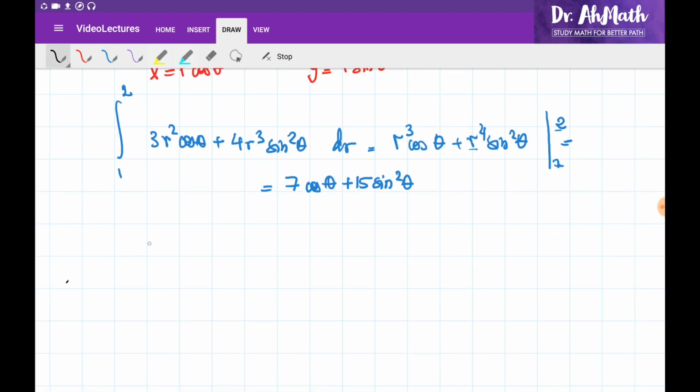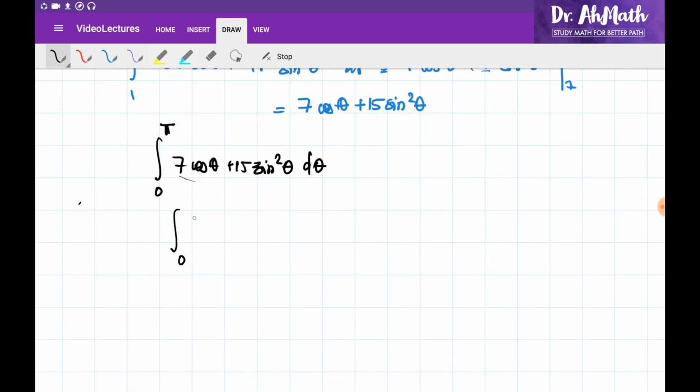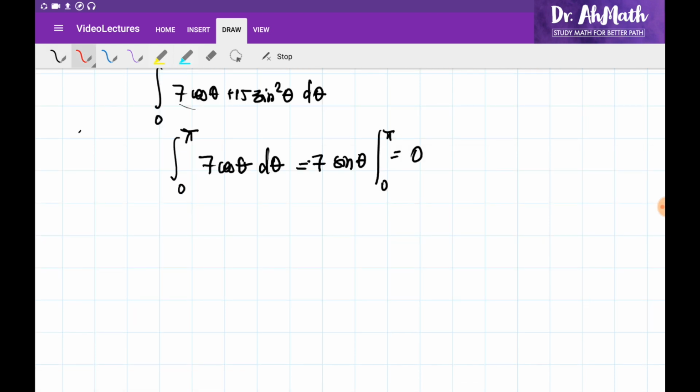Now we need to integrate this function, 7 cosine of theta plus 15 sine squared of theta, with respect to theta, where theta changes from 0 to pi. The first part would be easy, right? The integration of 7 cosine of theta with respect to theta would be 7 sine of theta, with theta between 0 and pi. If I substitute pi and 0 into the sine, it would be 0 in both cases. Interestingly, I can integrate the second part using the formula for the double angle.